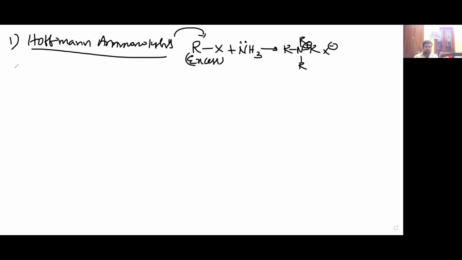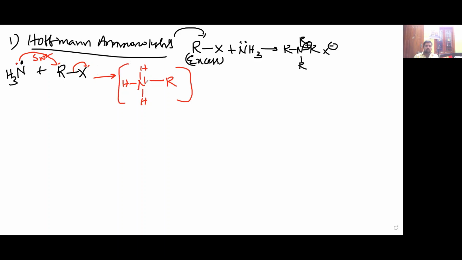Now look into that reaction. First, take ammonia, and treat it with RX, a normal alkyl halide. When a normal alkyl halide reacts with ammonia, ammonia is acting as a nucleophile, attacking like this. So this is an SN2 reaction, and X minus leaves. What is the product here? NH3R. Your nitrogen has how many bonds? Four bonds, so positive charge, and X minus is there for stabilization.